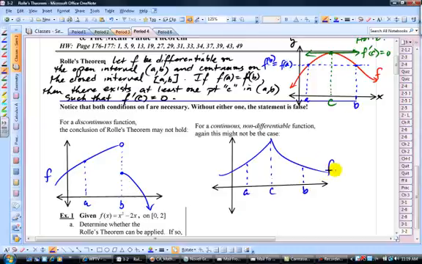Okay, so there's our function right there. We have a cusp at C, so it's non-differentiable there. By the way, who notices that it's continuous everywhere? You can trace that function with a pencil without lifting it up off the paper. So it's continuous, but there's a cusp at C.